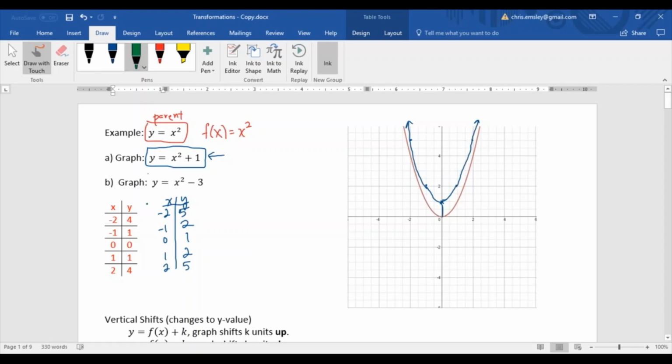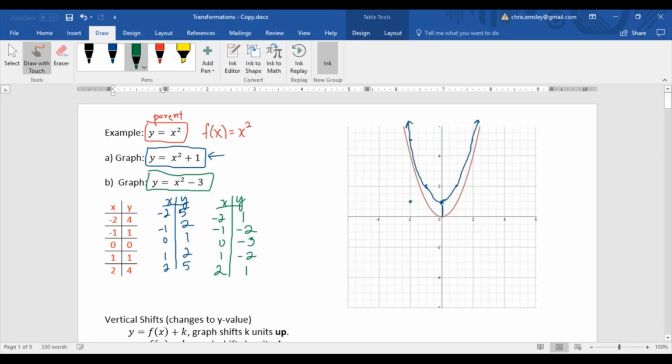So let's compare that to what happens when we take our function y equals x squared minus 3. This time we're subtracting a constant instead of adding a constant. So we make another t-table. And again, negative 2 squared is 4. 4 minus 3 is 1. Negative 1 squared is 1. Minus 3 is negative 2. 0 minus 3. 1 minus 3. And 4 minus 3. So let's plot those new points.